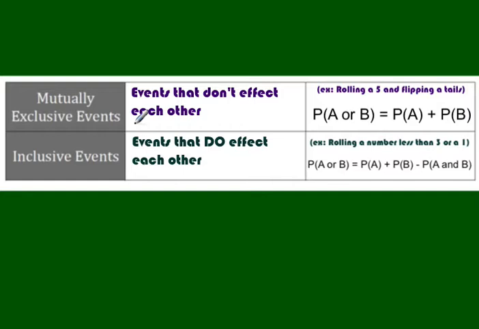Inclusive events are events that do affect each other. So for example, rolling a number less than 3 or less than 5 on a dice, or a 1. Well, a number could be less than 5 and it could be 1. So when we do that, we actually have to subtract off the probability of them both happening because we don't want to count it twice. It'll make more sense when we do an actual problem. So basically we would subtract off the probability in this example of getting a 1, because the 1 is counted here and here. Whereas if they're mutually exclusive, all we have to do is simply add the probabilities together.